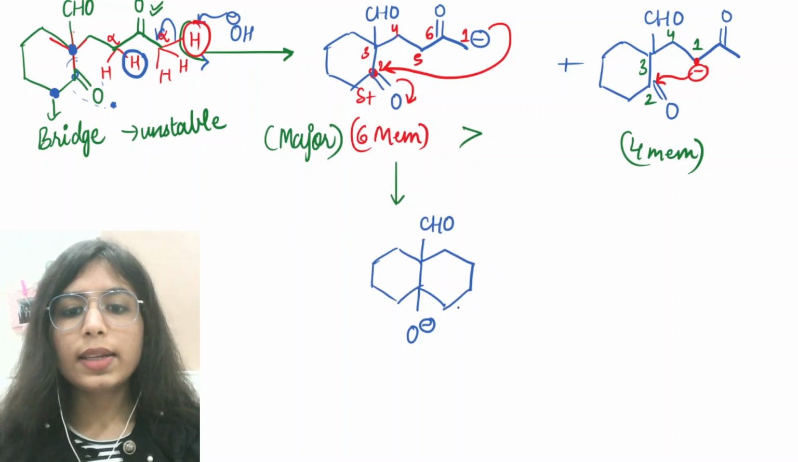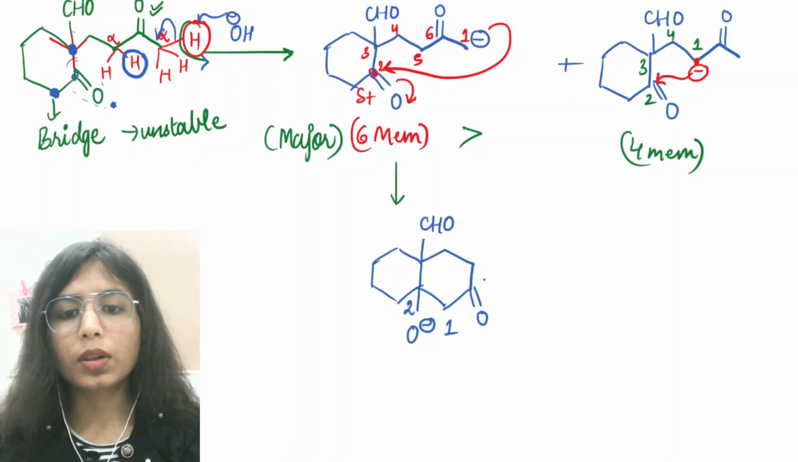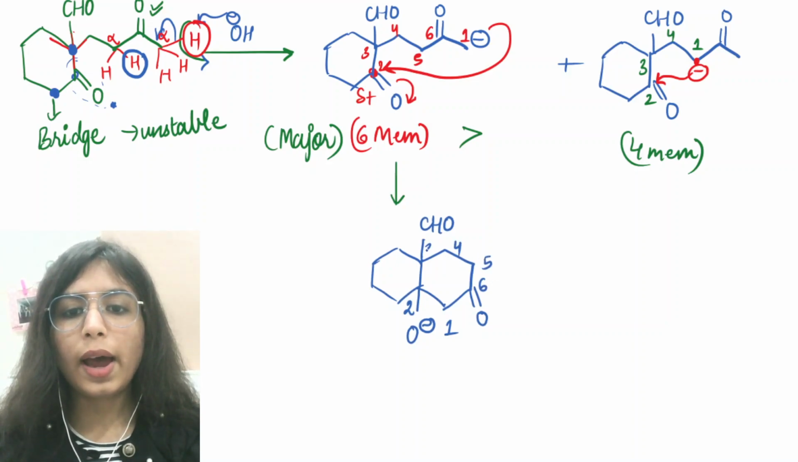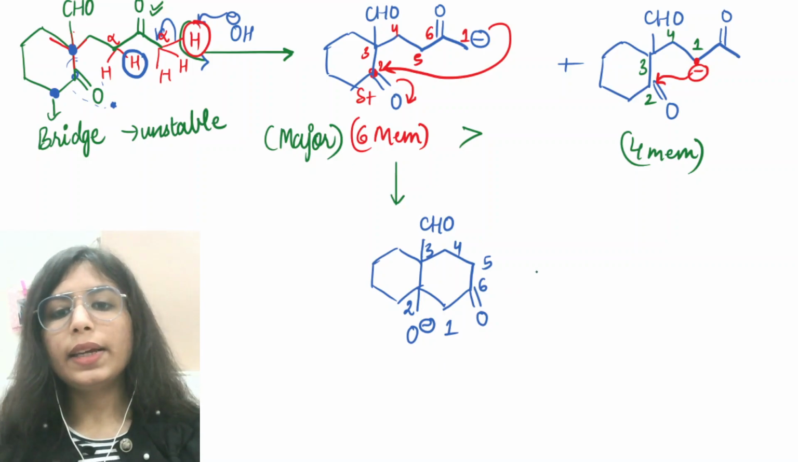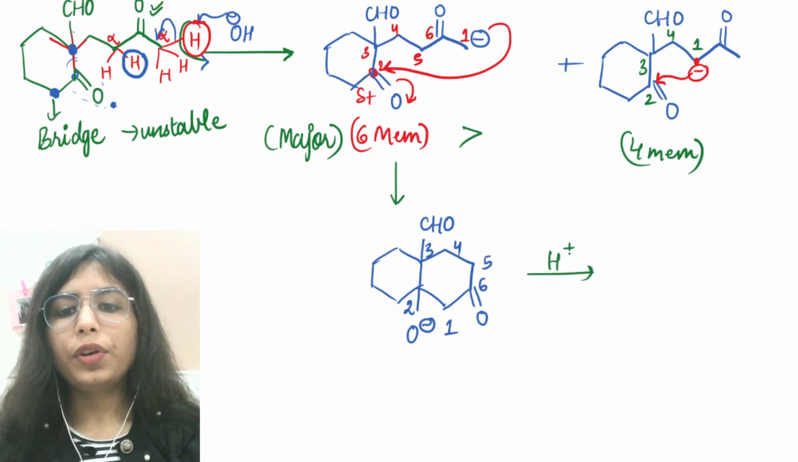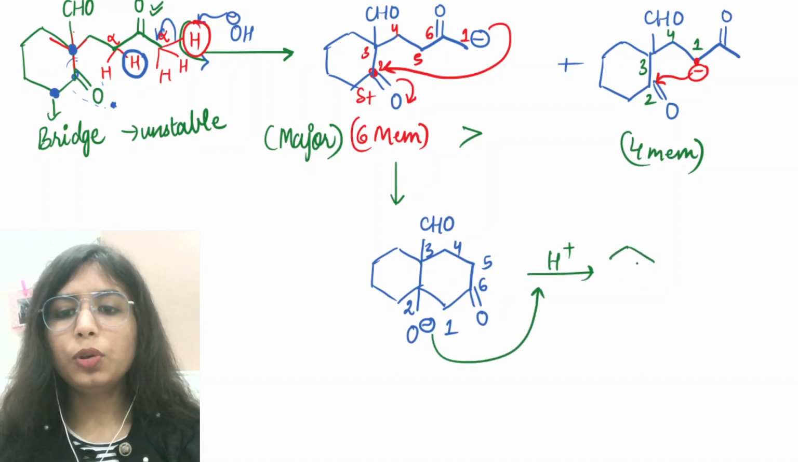And basically at 6th position, this was your 2nd position, and this was your 1st position, and this was your 6th position, right? And this was 5, 4 and 3. Okay, so now this O negative, in the second step what is given is that it would react with H plus, and you will be getting OH, and in the next step condensation is going to occur.